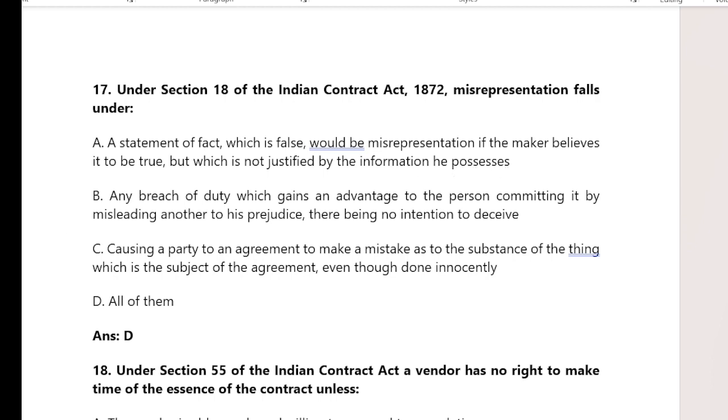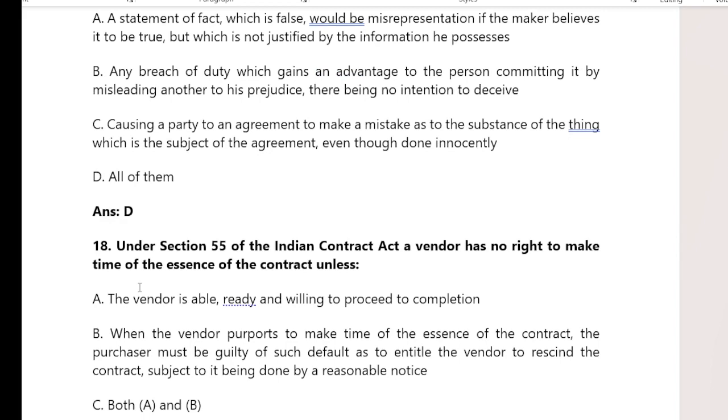he possessed. And option B, what does it say? Any breach of duty which gains advantage to the person committing it by misleading another to his prejudice, and where there is no intention to deceive. And option C is causing a party to an agreement to make a mistake as to substance of the thing which is the subject of agreement even though done innocently. And option D, what does it say? All of them. The right answer is all of them.